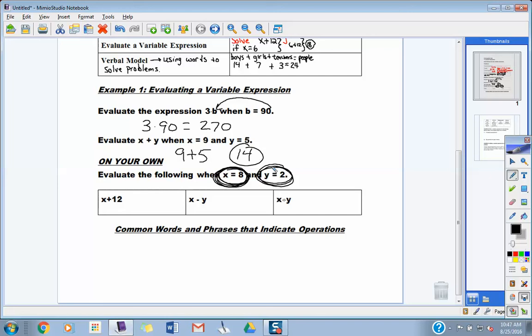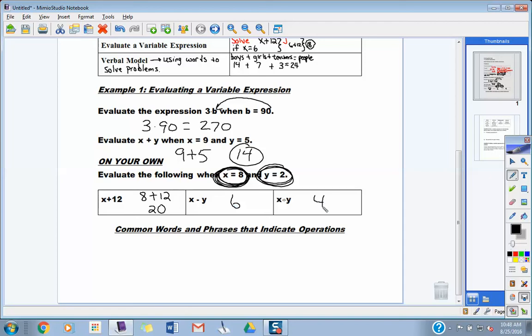Any more time? Show of hands on my first one. Colton, run with it. 20. How many agree 20? 8 plus 12. You got this. This is the same as 8 plus 12. Turns to 20. Awesome. Second one, x minus y. Who's got that? Run with it, John. What'd you get? 6. How many agree with 6? Okay, and then the last one. Who's got the last one for me? Bristol, kiddo, what do you got? 4. How many have 4 there?